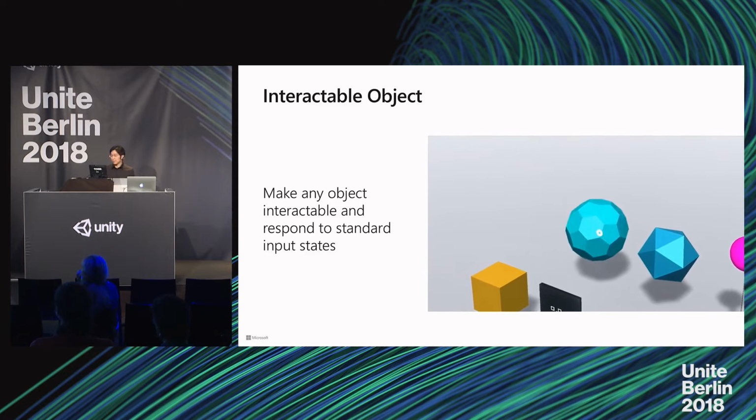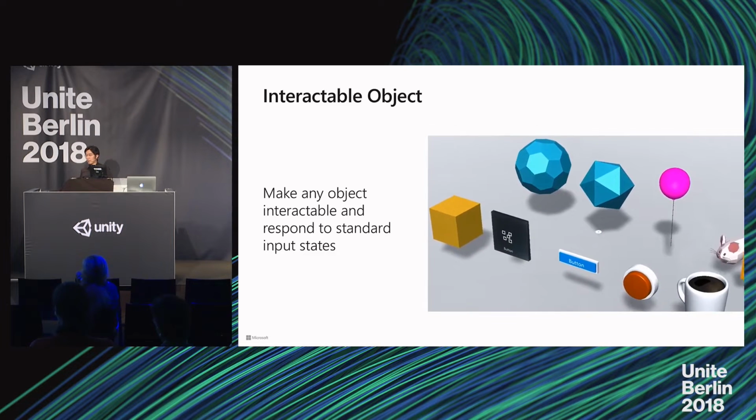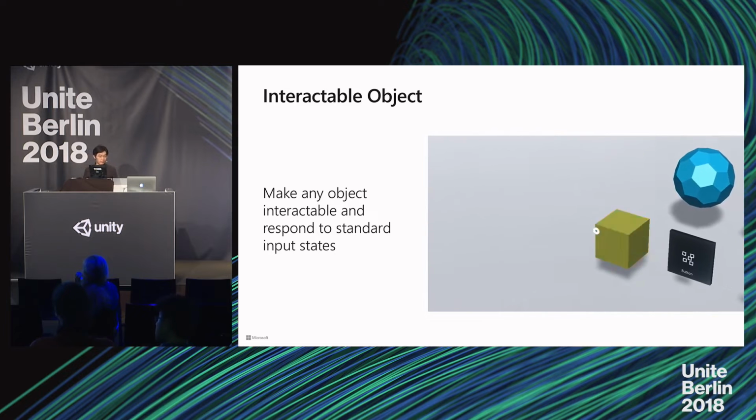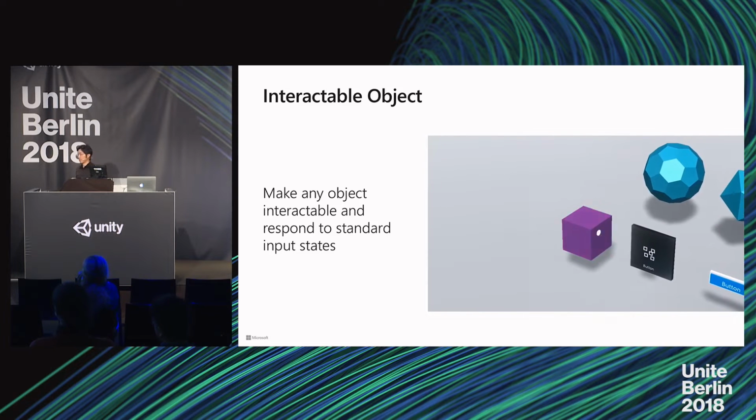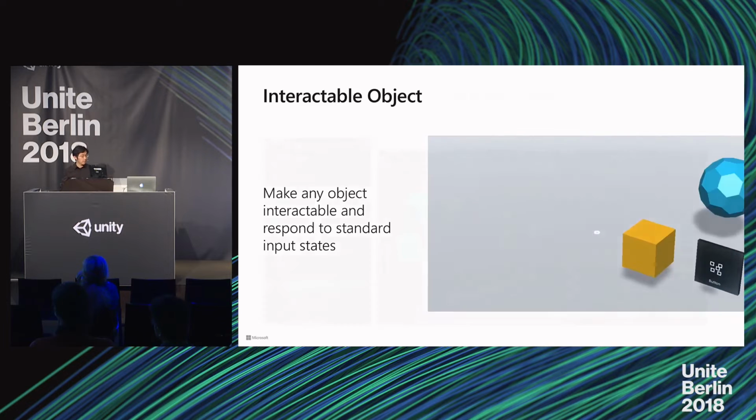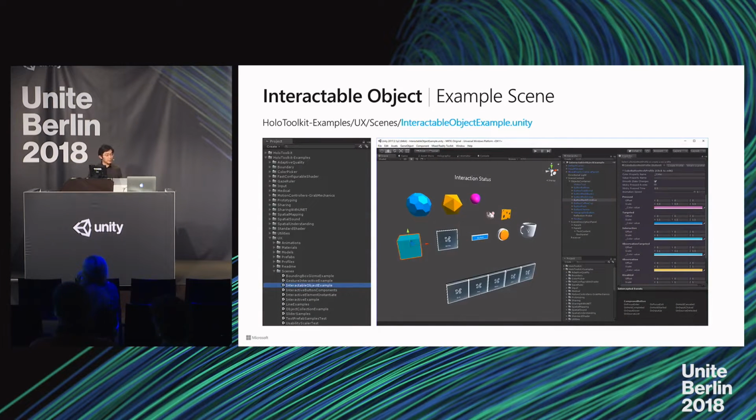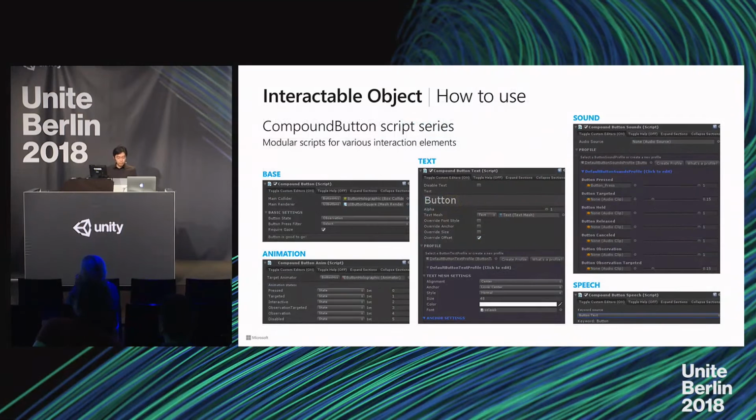In mixed reality, it is also important to provide proper visual feedback so that the user can understand which object is interactable. You can find the examples under Examples, UX, and Scenes. The name is Interactive Object Example. To make an object interactable, you can use this series of scripts called compound button. These are a collection of scripts that represent different elements of the interaction states: animation, text, icon, sound, speech, and also mesh.